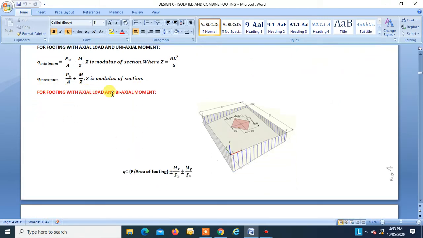For footing with axial load and biaxial moment, this is the pressure diagram. So Q is given as P by A plus minus Mx by Zx plus minus My by Zy. This is Q maximum, that will be P by A plus Mx by Zx plus My by Zy. This is Q minimum, that will be equal to P by A minus Mx by Zx minus My by Zy. So this is how you will have this kind of upward soil pressure in case of footing with axial load and biaxial moment.